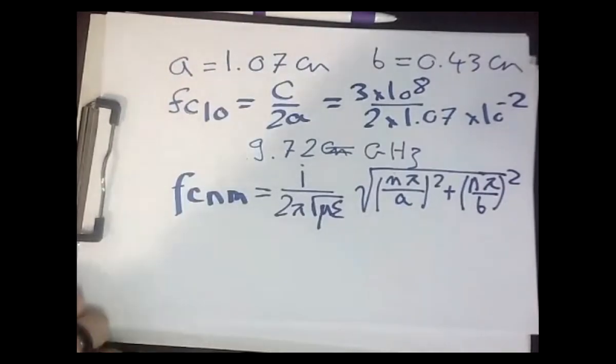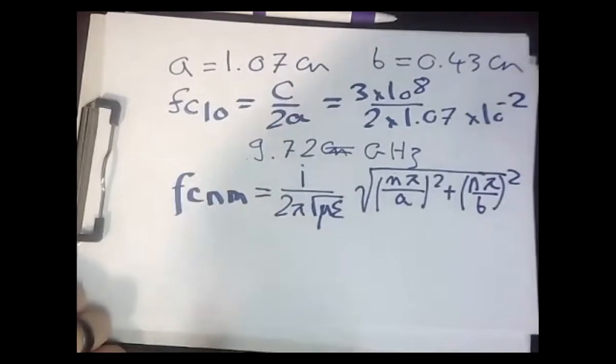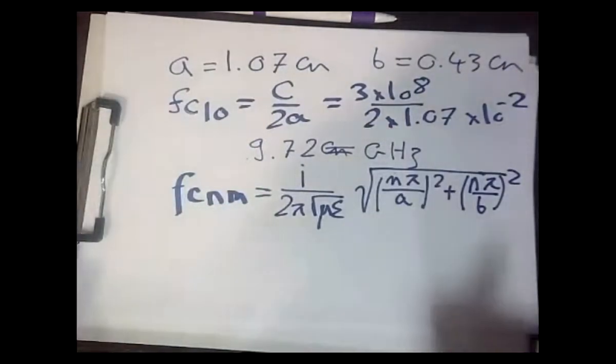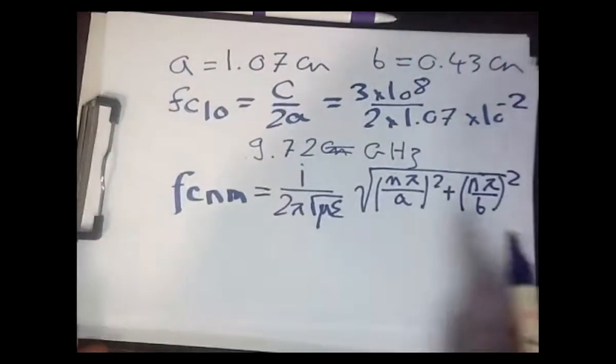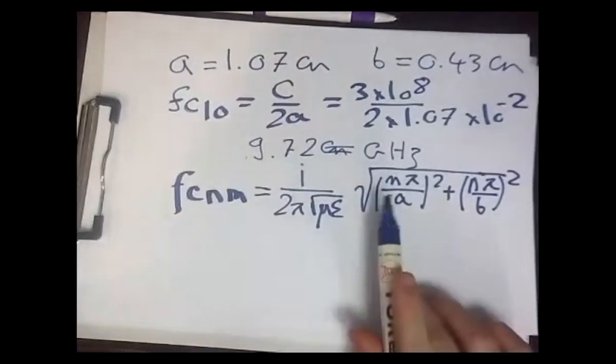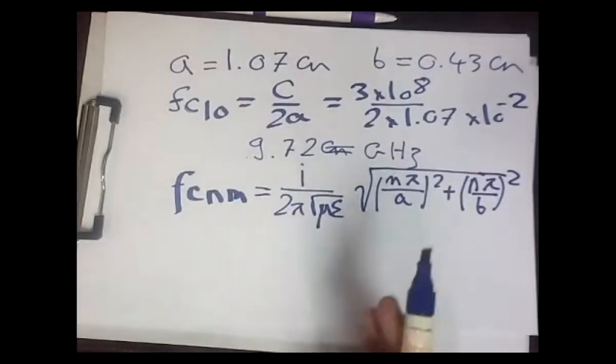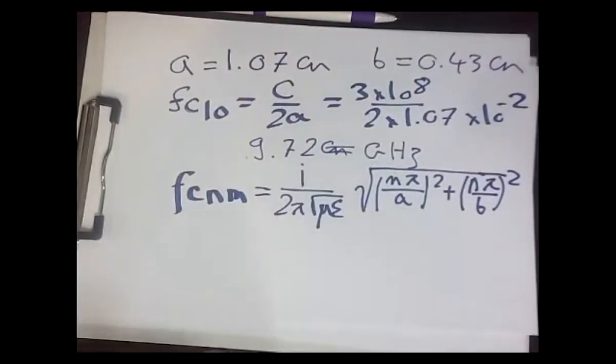This is very simple. So you have a and b, you can substitute. But the question is, what is the next mode? What is the value of n and m? For the fundamental mode, you are sure that m equals 1 and n equals 0 is the first cutoff mode. But what is the next mode? So here you actually have 3 possibilities.